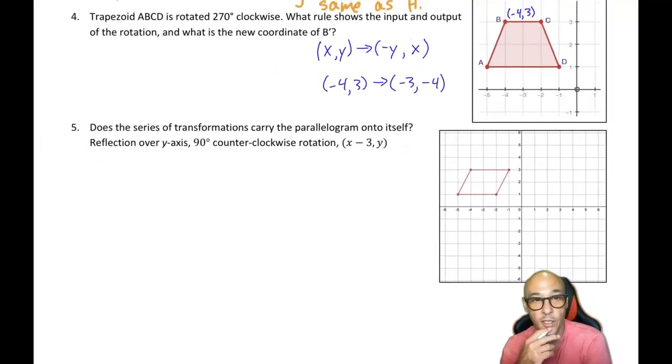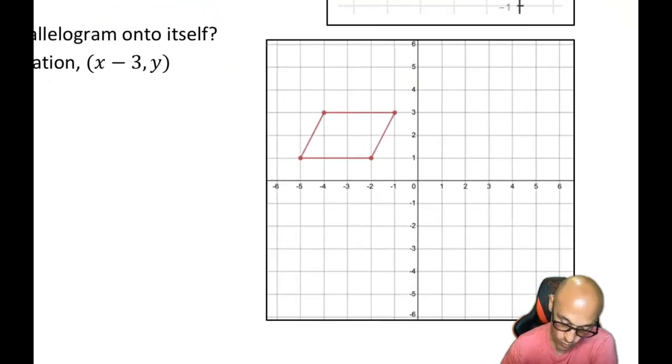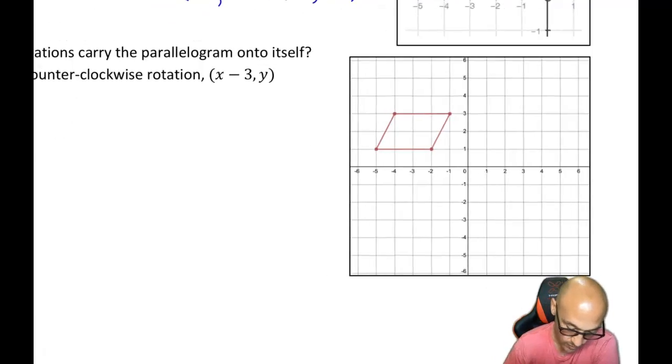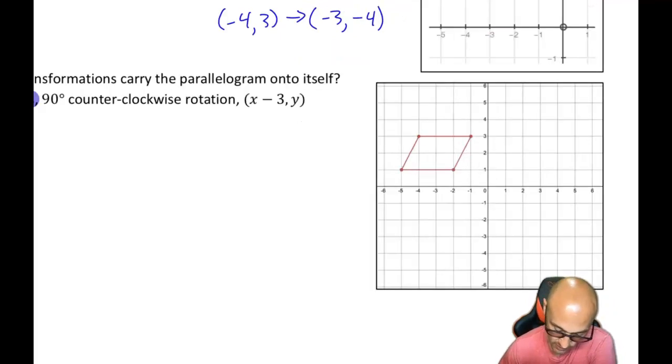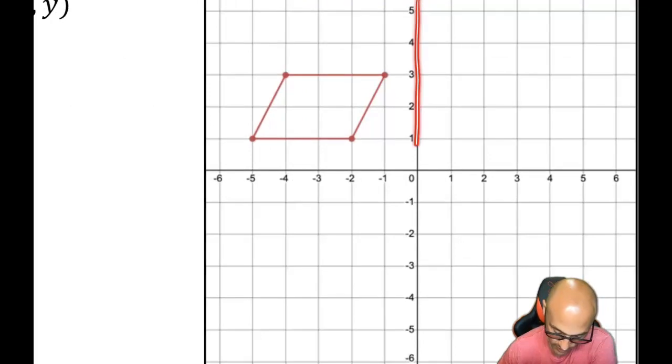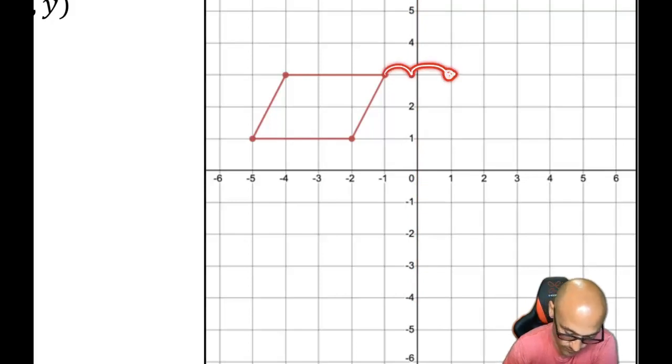Does the series of transformations carry the parallelogram onto itself? Reflection over the y-axis is our first one. I'm going to identify these transformations by color. So the first one is a reflection over the y-axis. So the y-axis is right here. So reflection over that is going to look like this.